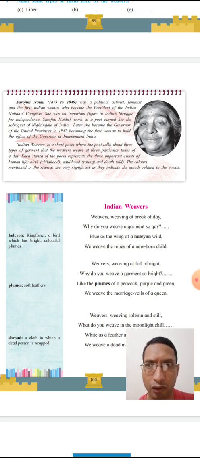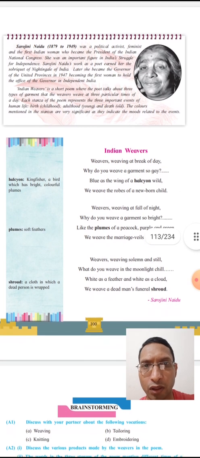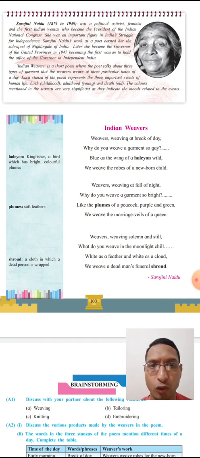These weavers are working on the charkha or on the weaving machine at particular times of a day, like morning, afternoon, and evening. And these times are very symbolic of human life. Morning represents birth, that is childhood. Afternoon represents adulthood, that is youth. And the evening of the day represents old age or death. So let us read the poem and try to understand and enjoy the poem, Indian Weavers, composed by Sarojini Naidu. Once I'll read this poem for you, and then I'll explain it to you one by one.